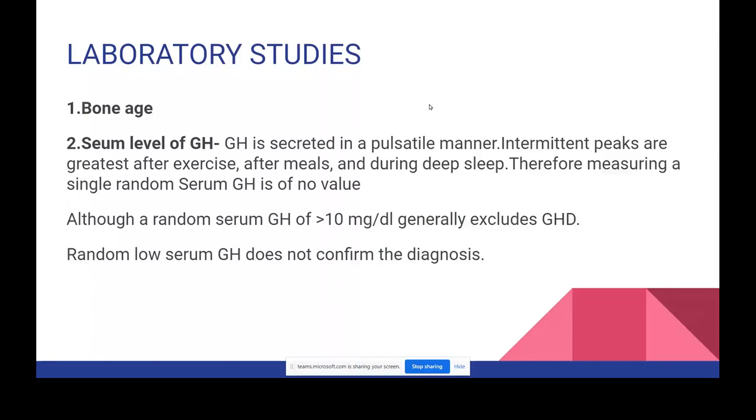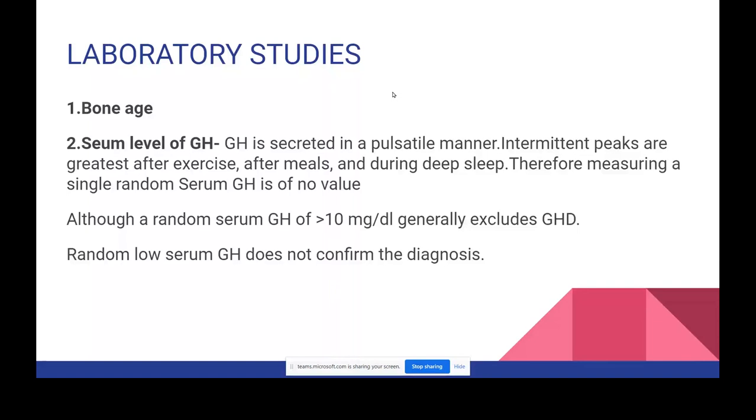Serum level of growth hormone, that is the next important part. But we are stuck here because the growth hormone is secreted in a pulsatile manner. Intermittent peaks are greater with exercise, meals, and deep sleep. Therefore, measuring a single random serum growth hormone is of no value. But if this random growth hormone, at any stage, is more than 10 nanograms per deciliter, it generally excludes growth hormone deficiency.